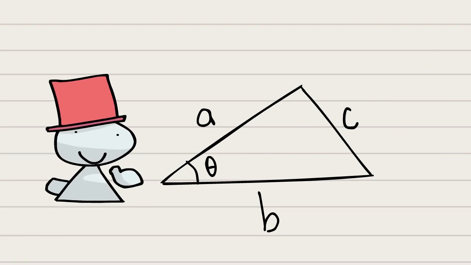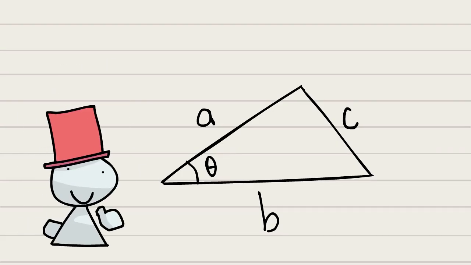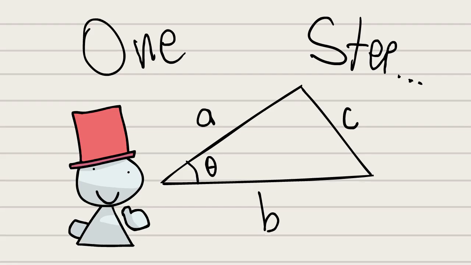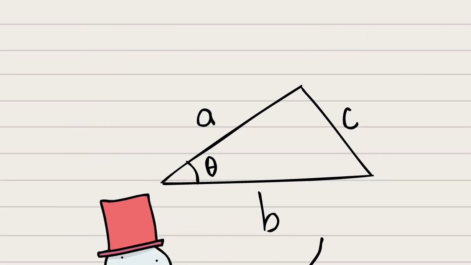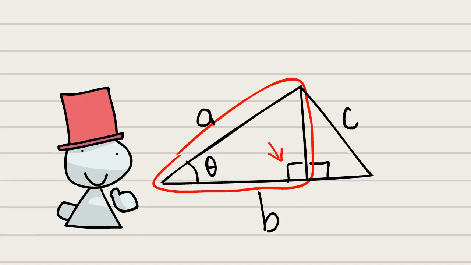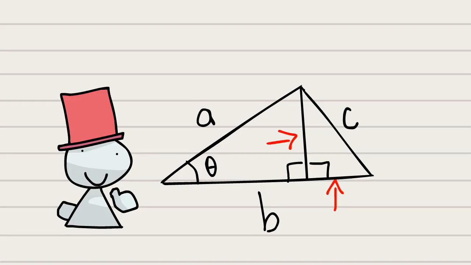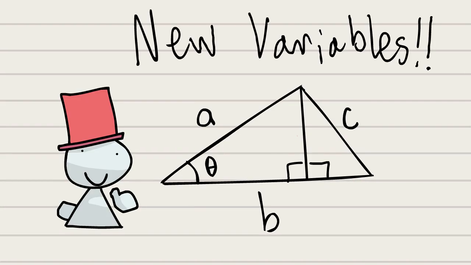From our limited set of knowledge, you would think this would be hard, but it's actually pretty simple after this one step. All you have to do is simply draw a line like this to turn the triangle into two right triangles. Now, all we need is the side lengths of the triangle with side C. So let's define some new variables.